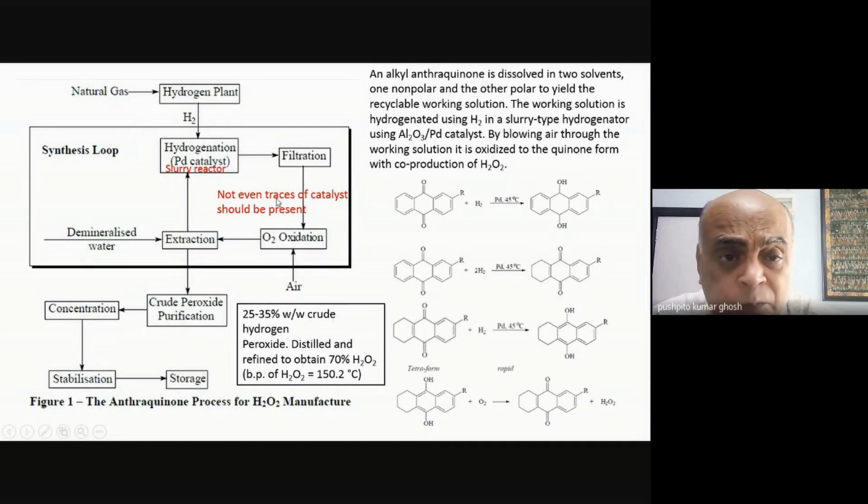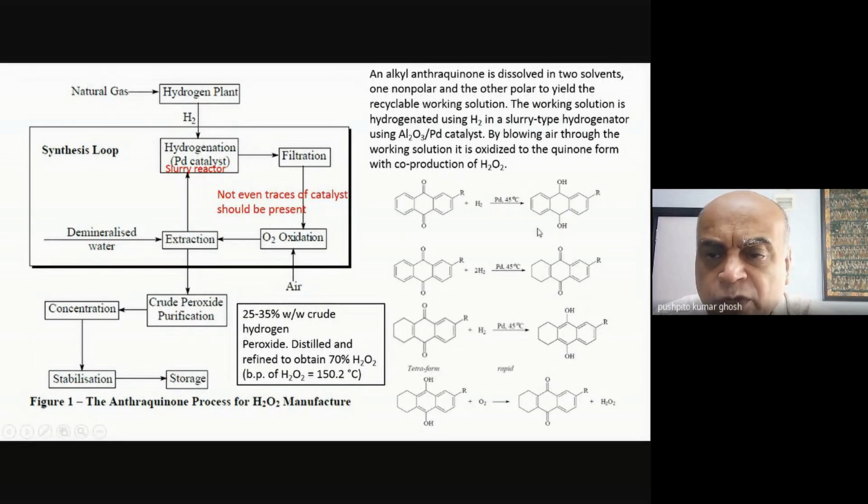Now, what this process is that one starts with an anthraquinone derivative. It's an alkyl substituted derivative. It's not simple anthraquinone. This is taken in a mixture of two solvents, a polar solvent and a non-polar solvent, and this thing is continuously recycled in the process. Okay, and I'll show you what the process is.